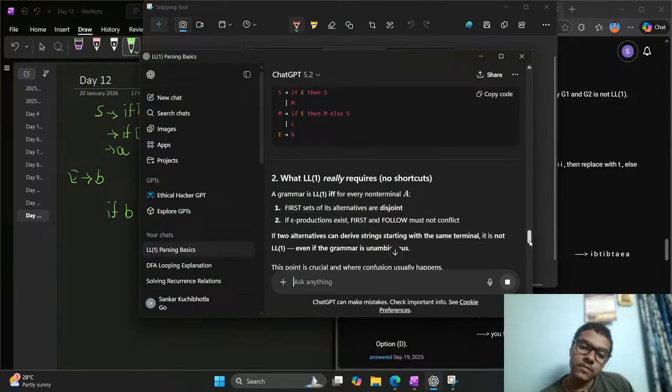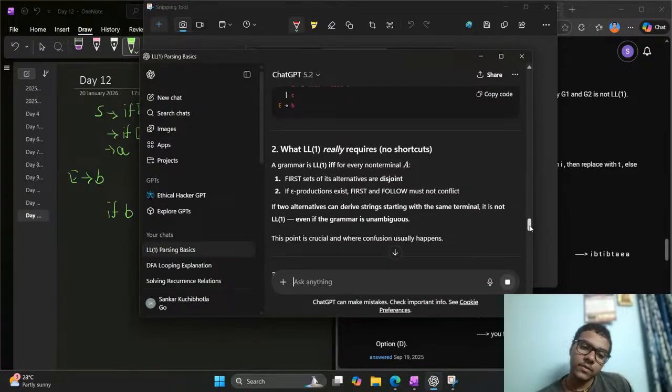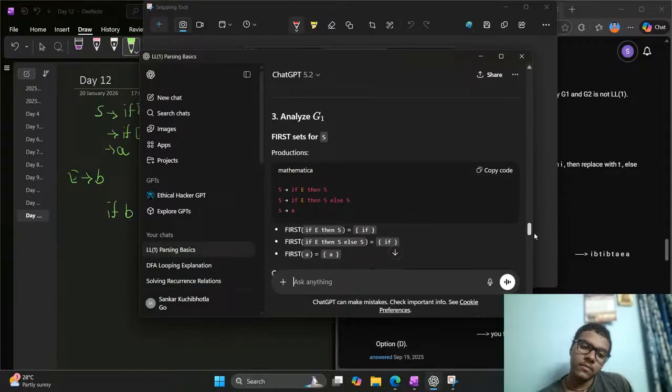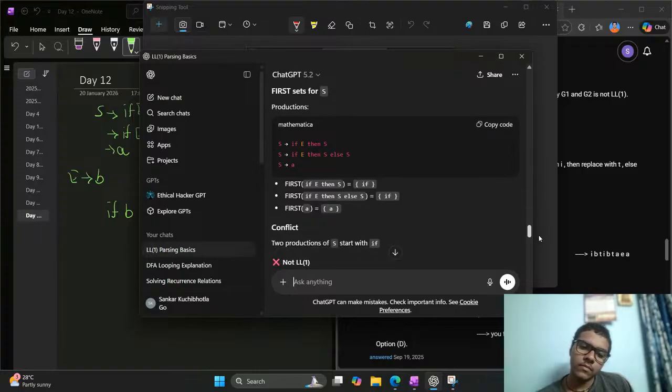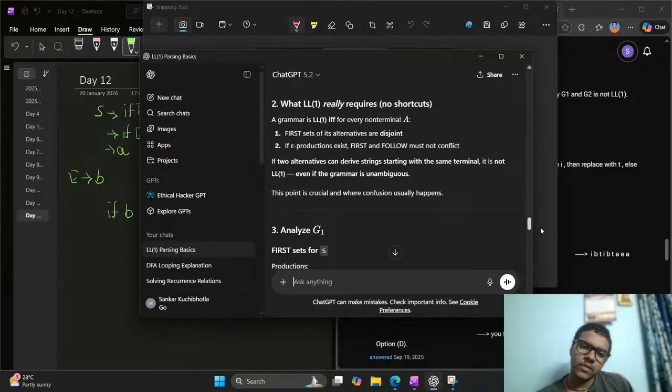A grammar is LL1 if and only if for every non-terminal A, the first sets of its alternatives are disjoint. If epsilon productions exist, first and follow must not conflict.